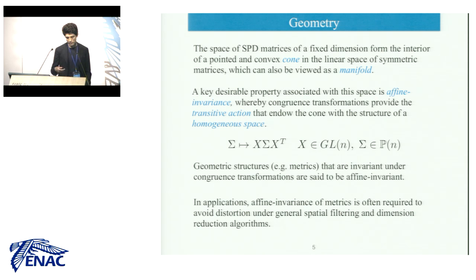As was noted before, a key geometry associated with this space is the so-called affine invariant geometry, whereby congruence transformations play the role of translations in a linear space. So we can move around the space using congruence transformations. Indeed, the action by the general linear group is transitive, and it makes the space a homogeneous space, and so on. Often for analysis purposes, we would like to make sure that additional structures that we endow the space with, such as metrics, would also be invariant under these transformations. There are very good practical reasons for wanting to do this, but I'll skip that.